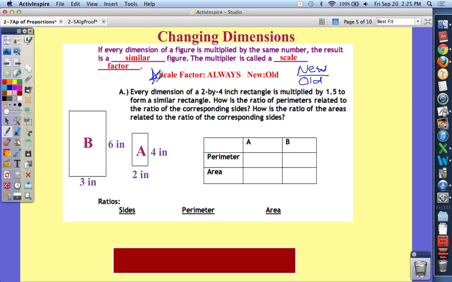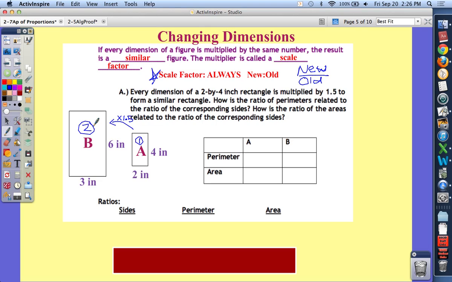So for this example, every dimension of a 2 by 4 inch rectangle is multiplied by 1.5. So this is the one I started with. This is my first image, and it's going to be multiplied by 1.5, every dimension. And I'm going to end up with this second figure, which I labeled B. What is the ratio of the perimeters, and how does it relate to the ratio of the corresponding sides? And then you're going to find the areas of the new figures, and you're going to say how its ratio of the areas relates to the ratio of the sides.